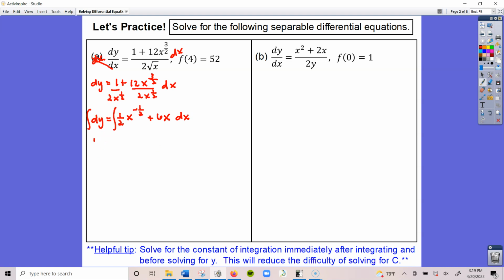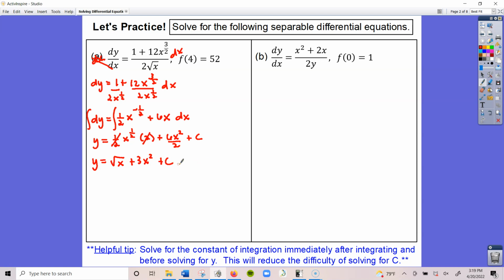So the integral of dy is y equals, we have the 1/2 x. I'm going to add 1 to the exponent, so that'll be 1/2, and then multiply by the reciprocal, which is 2, plus 6x squared over 2 plus c. Rewrite this one more time so that it's easier for me to plug in numbers. We got y is equal to, this 1/2 and this 2 will cancel, and x to the 1/2 is the square root of x plus 3x squared plus c.